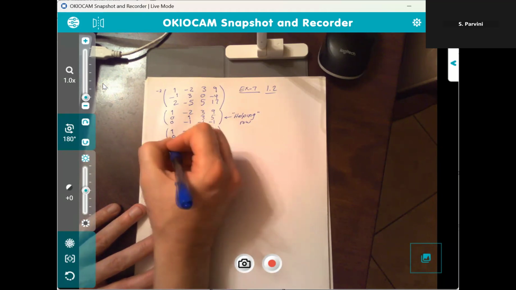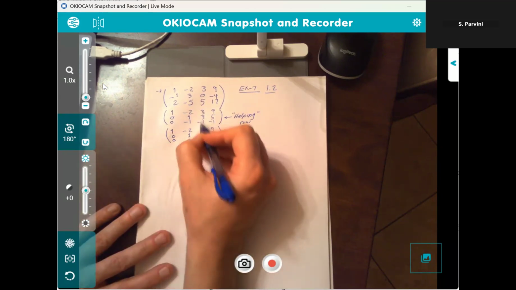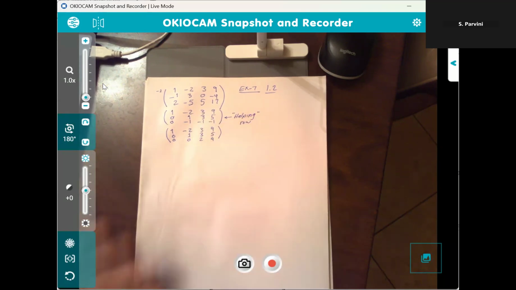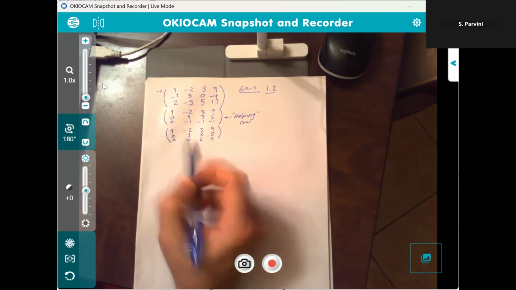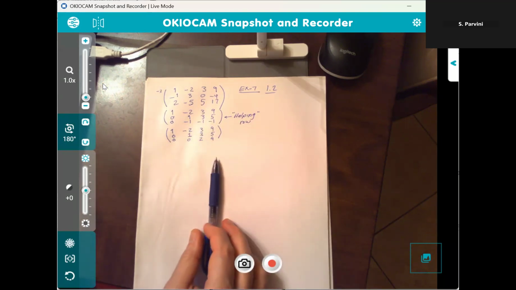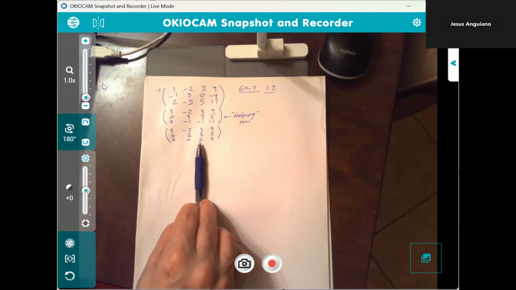So 0 and 0 makes 0. 1 -1 is 0. 3 minus 1 is 2. 5 -1 is 4. So far, so good. Okay, so we got 1 0 0, 1 0. What else I need to do next? Change the third column on the third row to 1. You got it.